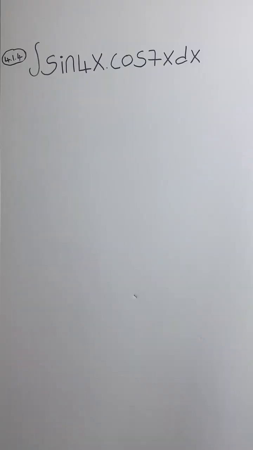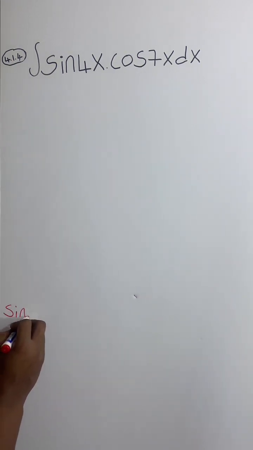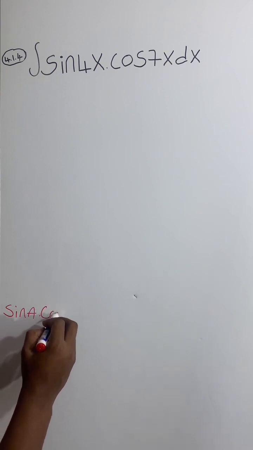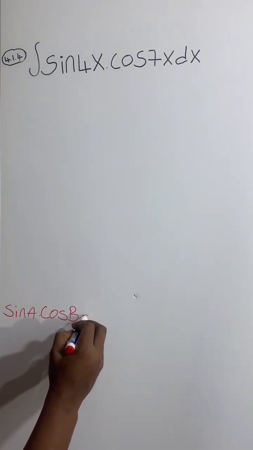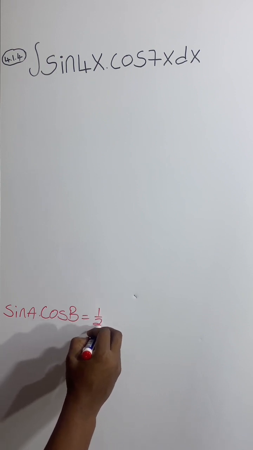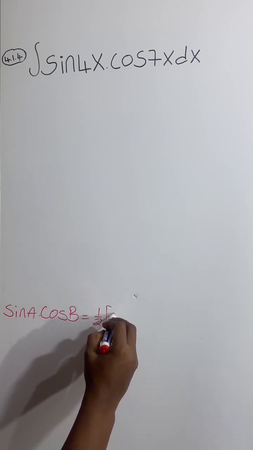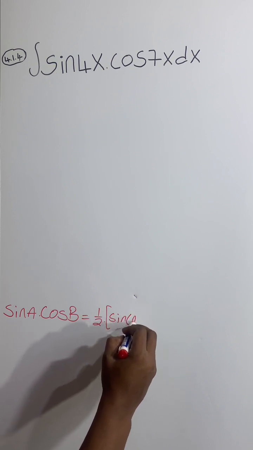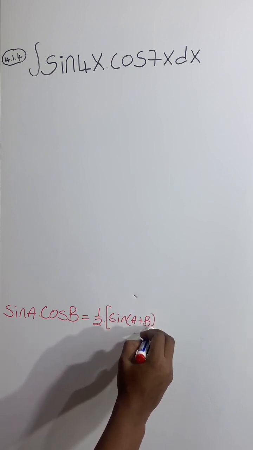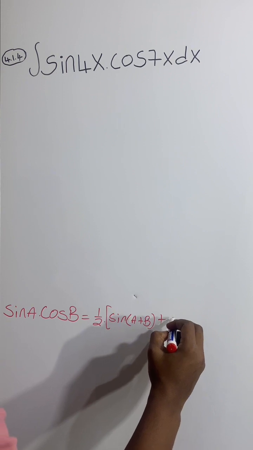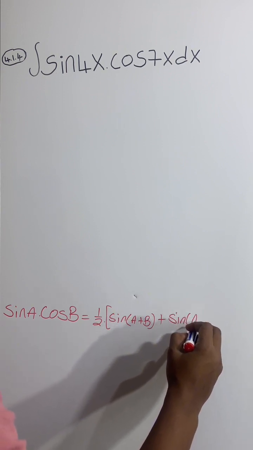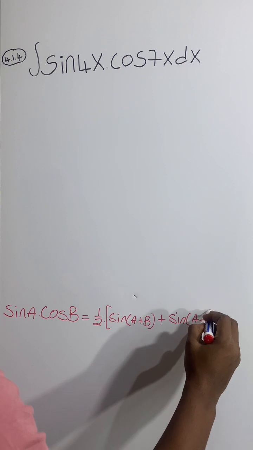Question 4.1.4, we have to evaluate the integral of sine 4x multiplied by cos 7x dx, and we use our formula sheet to evaluate this integral. On our formula sheet we have sine A multiplied by cos B, and this is equal to 1 over 2 multiplied by sine of A plus B plus sine of A minus B.